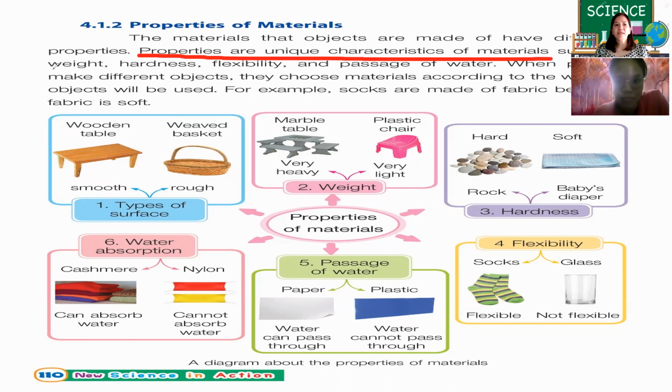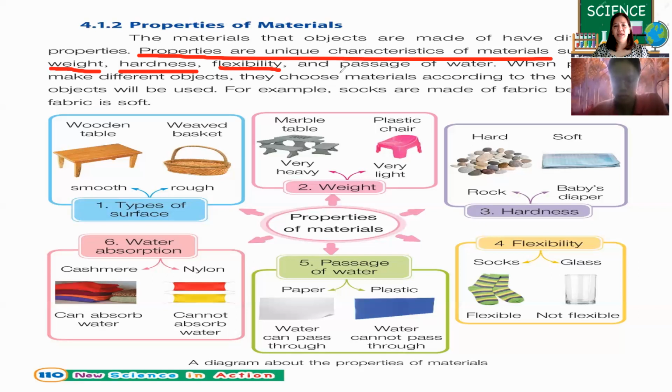Okay, the meaning of properties is the weight, how heavy or how light. Hardness, is it soft? Is it hard? Flexibility, meaning, for example, the rubber. Can you bend it? Can you stretch it? Example, paper. Can you bend the paper? Look, I can. Rubber, if you pull the rubber, it will stretch.